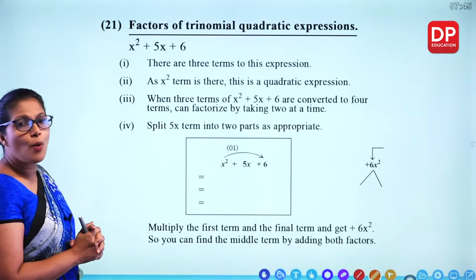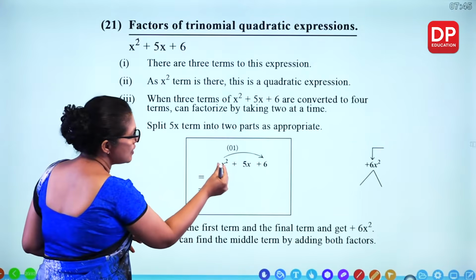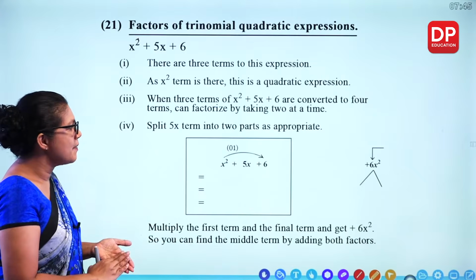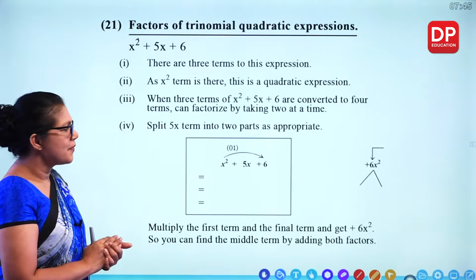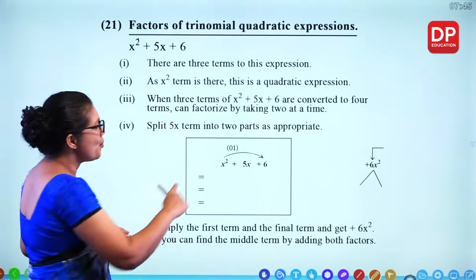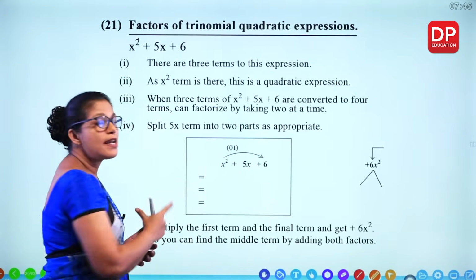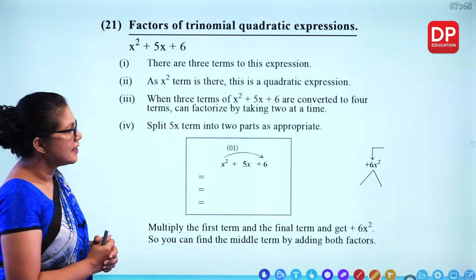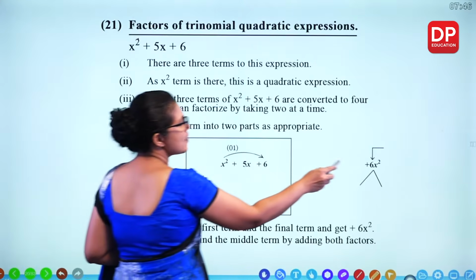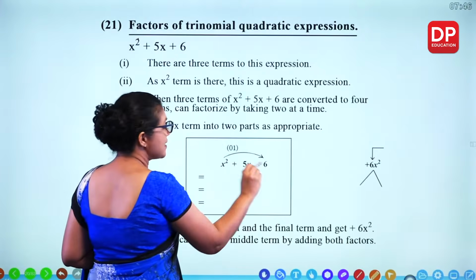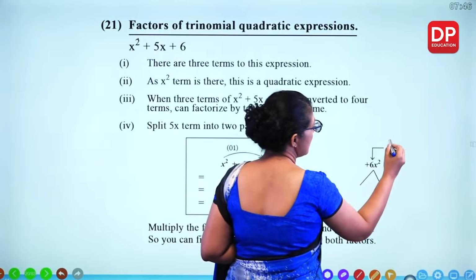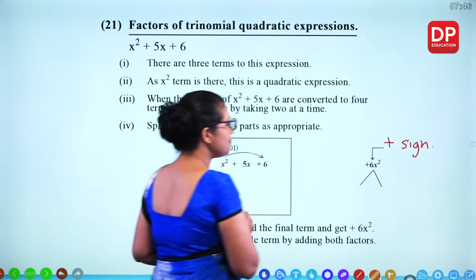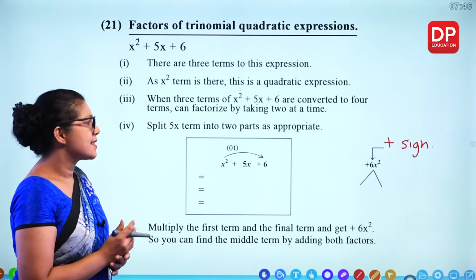So step number 1 is, first you have to write in order. Square term first and x term then and the constant term third. And what we do, we multiply first and the last terms. X squared into 6. What you get? 6x squared. Here the sign is important. So plus sign. So you need to observe the sign. So you are getting plus 6x squared.